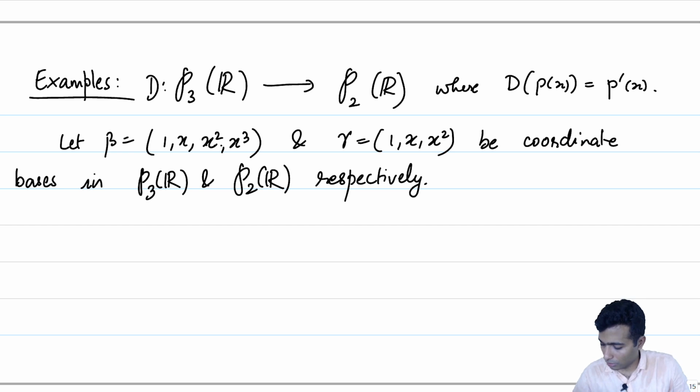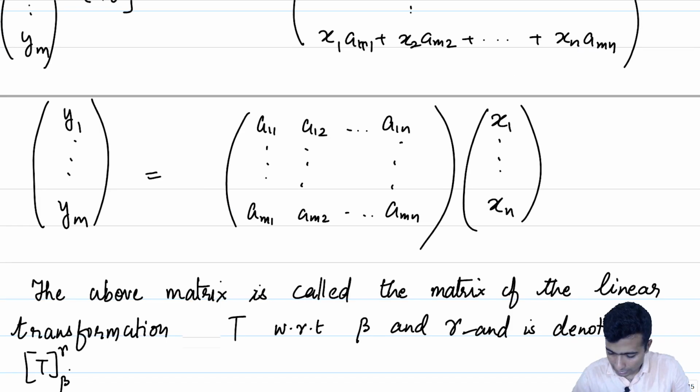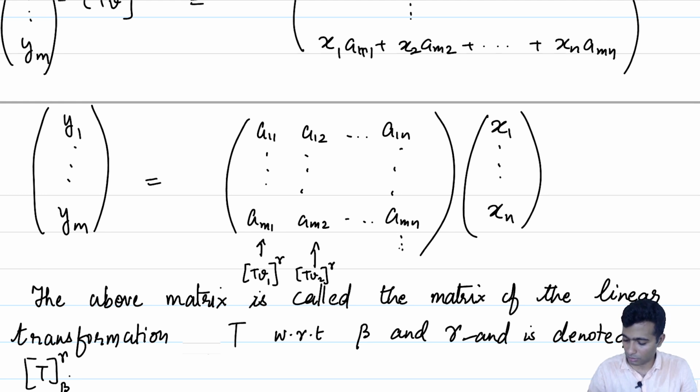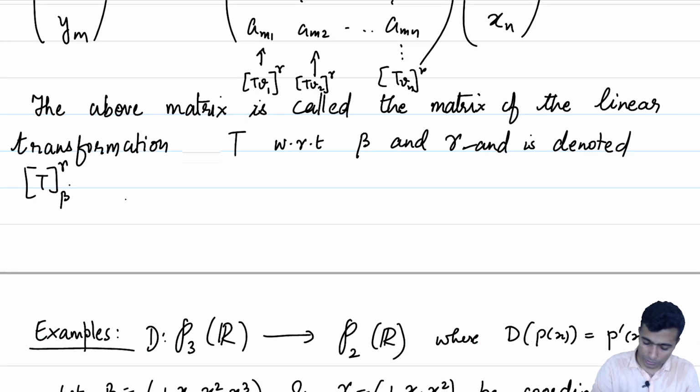So, one point I would like to note here is that each of the columns, if you observe carefully, turns out to be the coordinate vector of TV. So, this is the coordinate vector of TV1 with respect to gamma. This turned out to be the coordinate vector of TV2 with respect to gamma. This turned out to be TVN with respect to gamma.